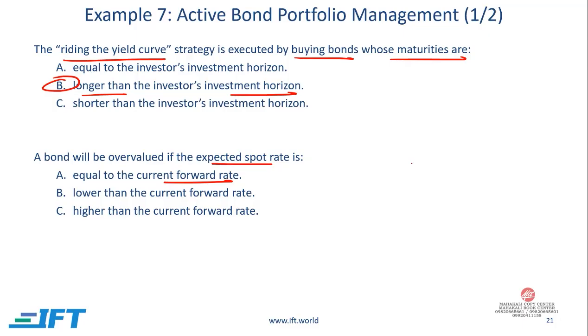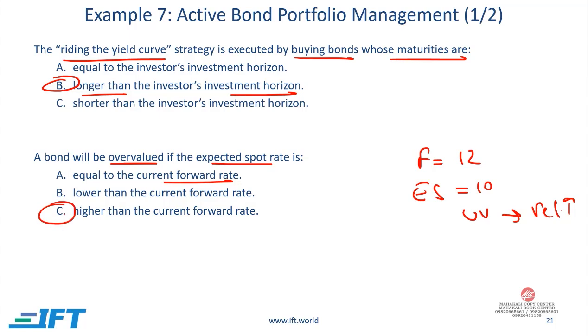In the questions that we've seen before, we had a situation where the forward rate was 12% and the expected spot rate, so I'll call that ES, was 10%. If we have a situation where the expected spot rate is below the forward rate, then the bond is undervalued, which means that it will give an extra return. But over here, we are being told that the bond is overvalued. So this would happen if the expected spot rate is greater than the forward rate or higher than the current forward rate. So the best option here is C.